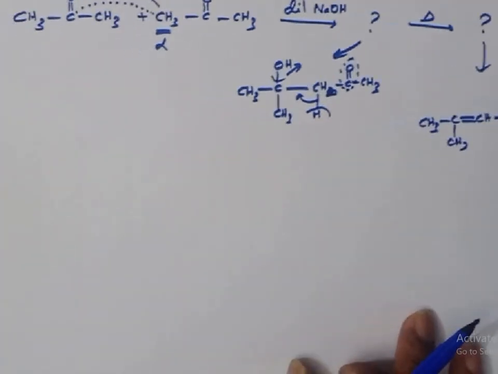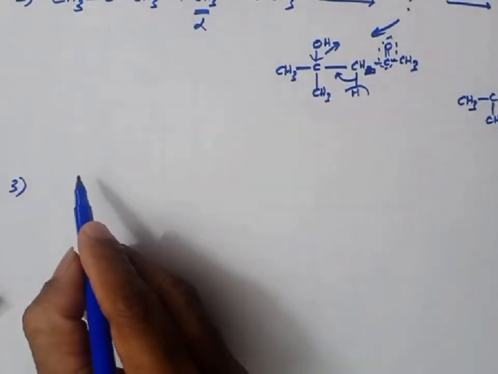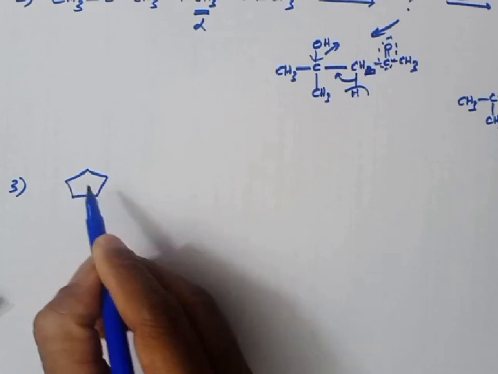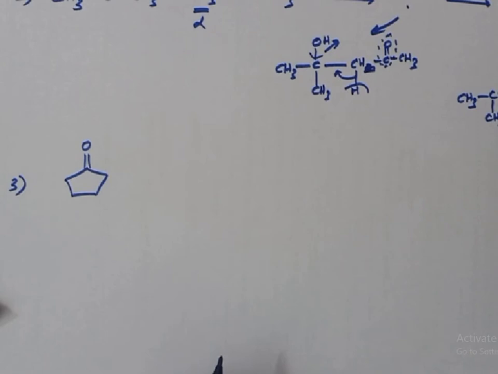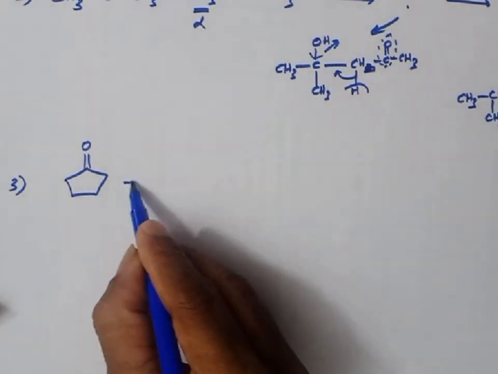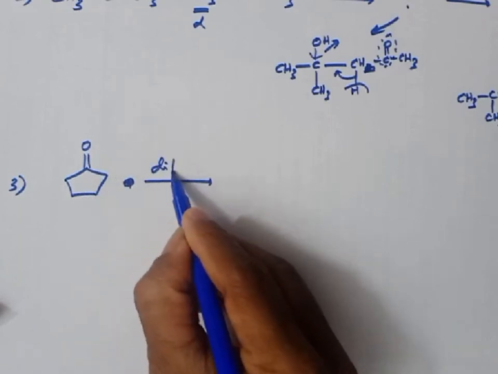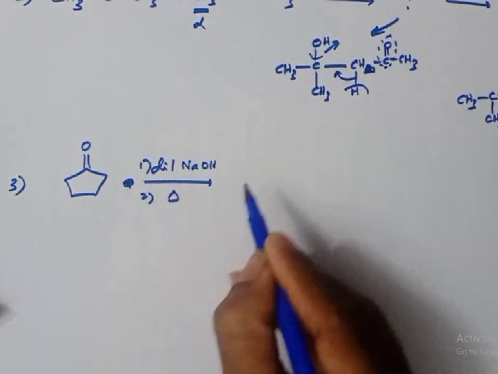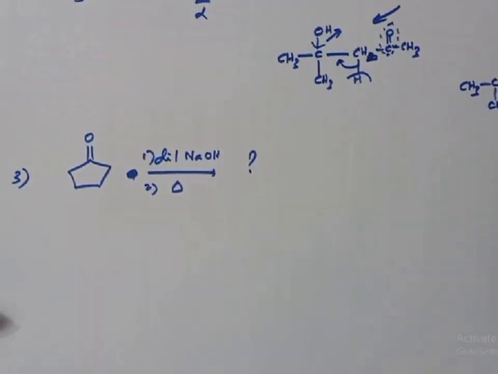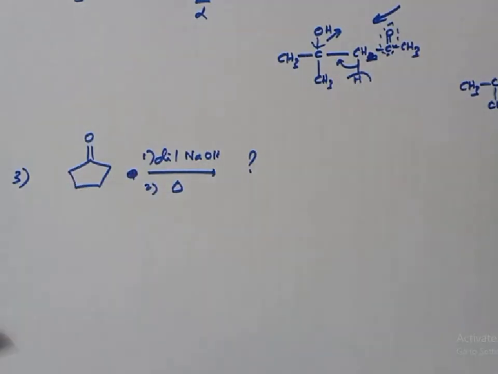Okay, now let me take another example. Now I'll take this compound. Students, observe carefully. Whatever may be the compound, I have taken cyclopentanone now. See, in the examination, sometimes they'll give it like this: cyclopentanone, with dilute sodium hydroxide, followed by heating. What will be the product? Usually they won't give two molecules, so if it is given like this, be careful.